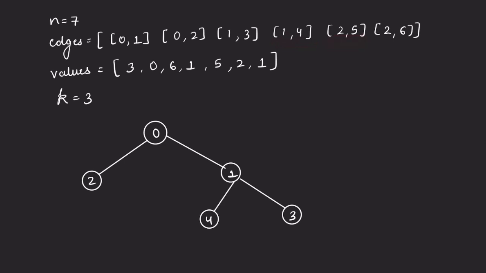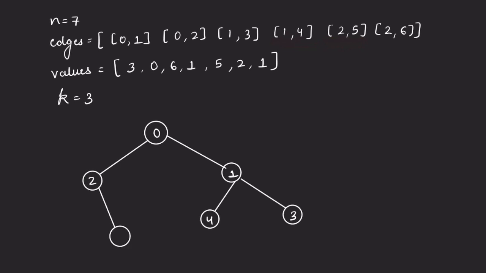Next is an edge between node 2 and node 5. So let's create a node 5 over here. Next we have an edge between node 2 and 6. So we will create a node 6 over here. So this is what our undirected tree looks like with the help of these edges.